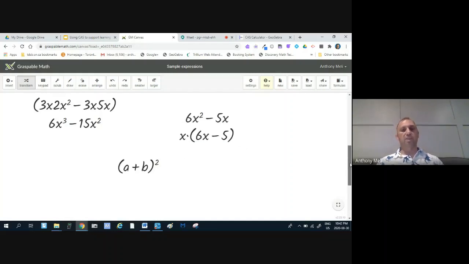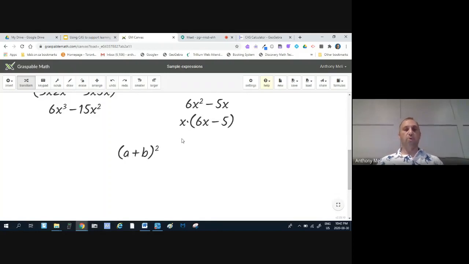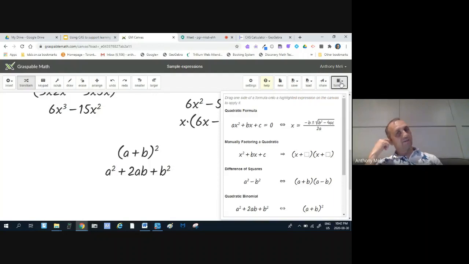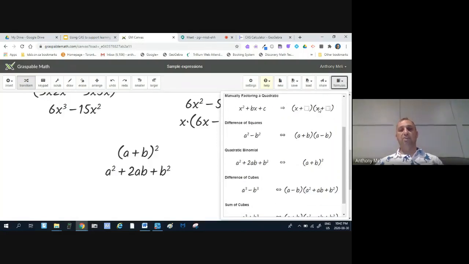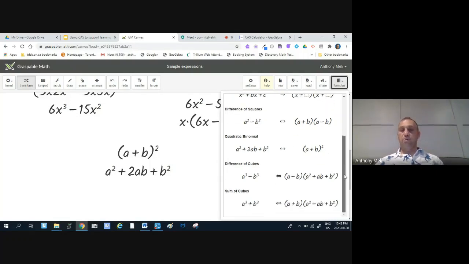There are some things you can do with a keyboard, but there's a lot you can do just by pointing and dragging. Here I'm going to click on the squared. A plus b squared becomes a squared plus 2ab plus b squared if I expand it out. And there's other kinds of expansions and factoring you can do using these formulas. There's, of course, the quadratic formula. If you want to set up manual factors, you can do that, and then you'll have to enter what you think they are, or difference of squares, or quadratic binomial like the one I just did, difference of cubes or sum of cubes. It has all these different formulas you could use.